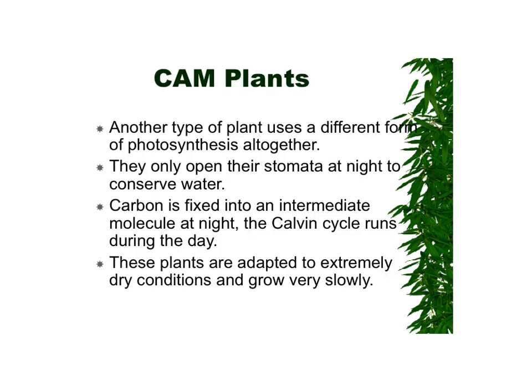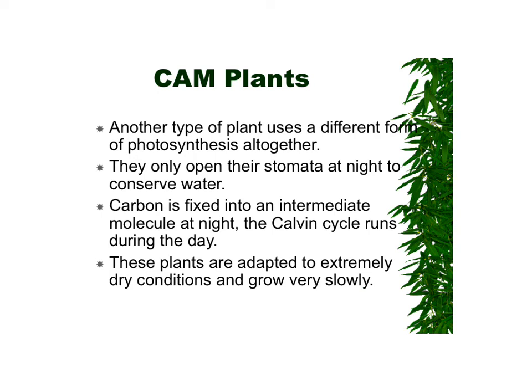There's one more process that different kinds of plants perform, and these are CAM plants. CAM stands for crassulacean acid metabolism, if I said that right. This is another different kind of plant, and a different form of photosynthesis altogether. These plants open their stomata only at night. So they live in extremely dry conditions, and they grow very slowly because of this. So they're only getting a little energy. They have to grow slow.